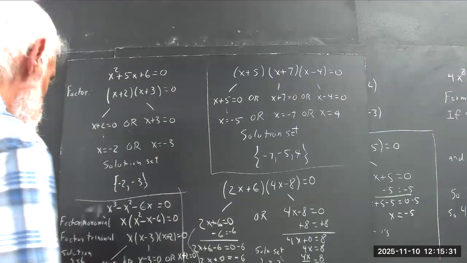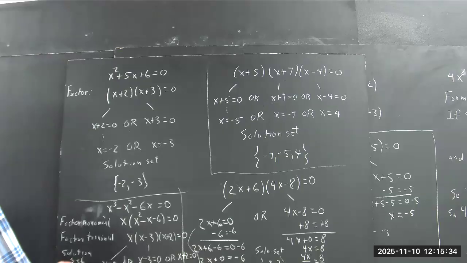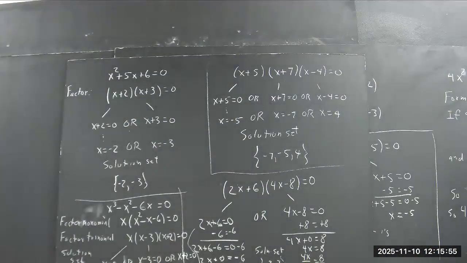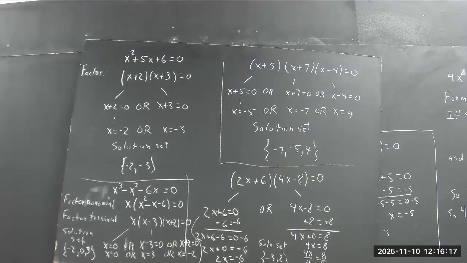Let's make sure I'm on the screen yet. Solution set then is the set that I'll write as negative 2, 0, 3. And again, just to make sure that's all visible, I've propped up one end of the board.